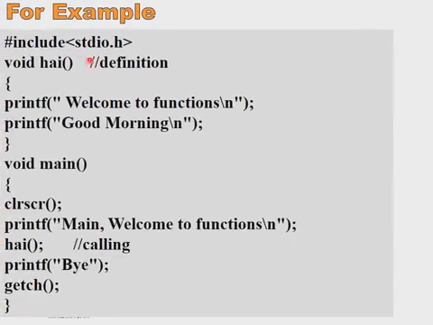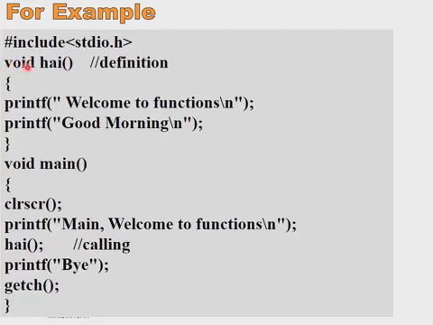Let's see one example of a user-defined function. So here we have first included the standard input output library. Then the function is hi, void hi. Void is the return type for the function hi, and this is the definition of our function. So void represents that we do not want to return any data from this function.